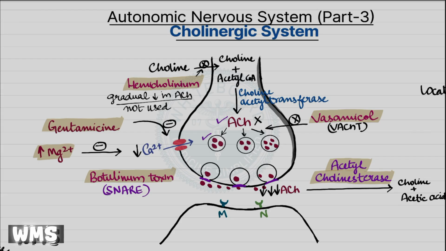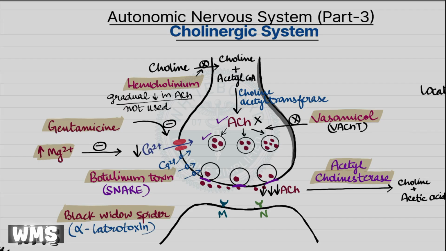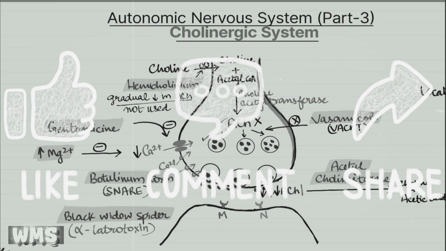In the last example, the black widow spider also affects neurotransmitter release. But interestingly, it does so in the opposite way compared to botulinum toxin. The venom of the black widow spider contains a toxin called alpha-latrotoxin. Instead of blocking acetylcholine release, this toxin causes a massive, uncontrolled release of neurotransmitters from the presynaptic nerve terminal. It acts on presynaptic proteins and forms pores that allow excessive calcium influx. And we already know calcium entry is the key trigger for vesicle fusion and neurotransmitter release.